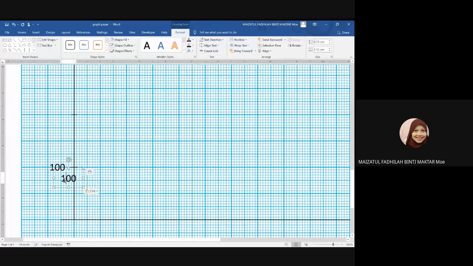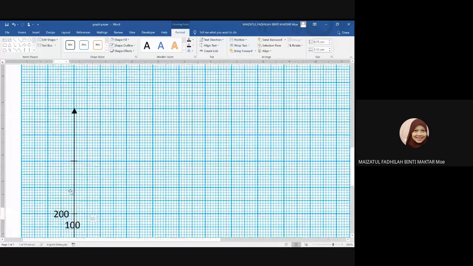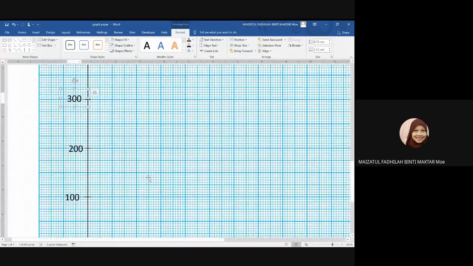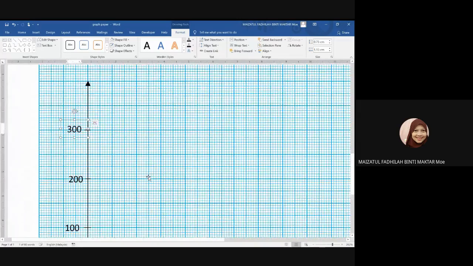Okay, then continue. Right, because the last number is 260. If you want more than that, you can, because it's not full. At least fill your graph paper, like you do in your exercise. Also, do not make it too large, alright? But make sure you must use graph paper, right?